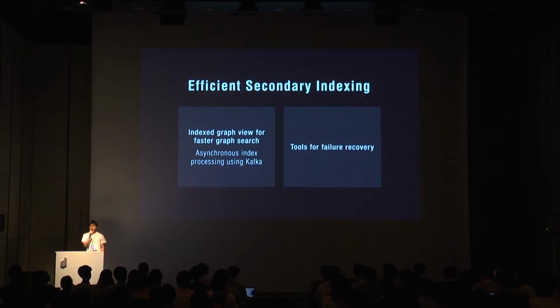Gravty creates an indexed graph view for faster graph search. To this end, secondary indexing is necessary. Because HBase does not support indexing, we decided to use Apache Phoenix. When adding Phoenix on HBase, we also added Kafka to make Phoenix handle index processing streams more efficiently. First, we changed the way Phoenix IndexCommitter works from synchronous to asynchronous. Secondly, we developed tools for failure recovery.